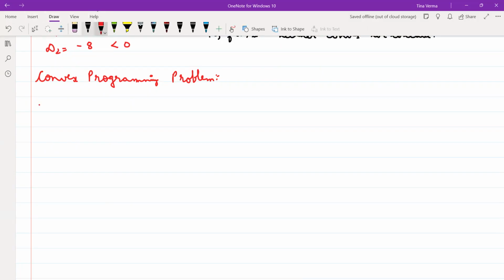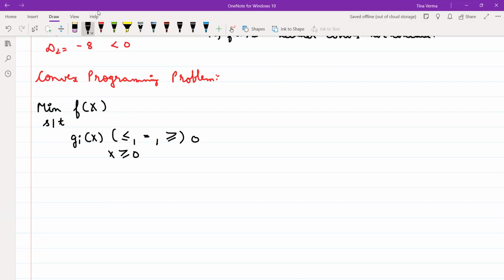when you say convex programming problem, if your objective function is given like this, minimization of f of x, where x can be n variables, subject to the constraint g_i(x), which can be less than, equal to, or greater than equal to 0. You can shift it to this side. When you say this is my convex programming problem, you can notice this is a minimization problem. That means this function should be a convex function.